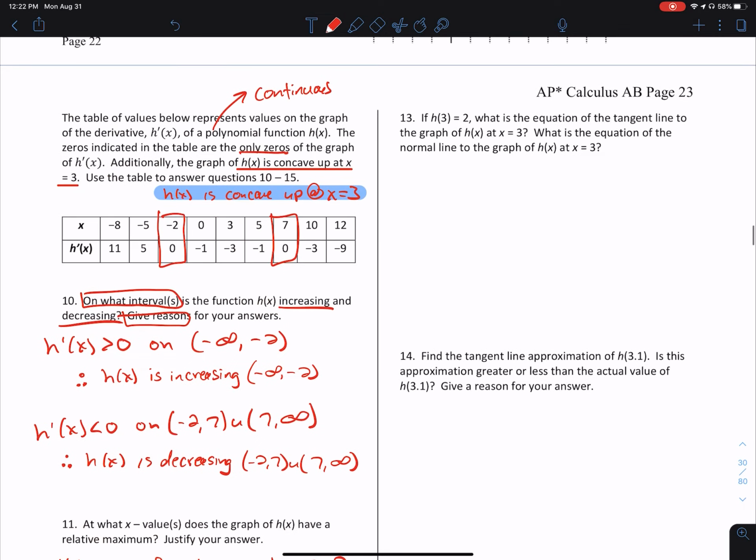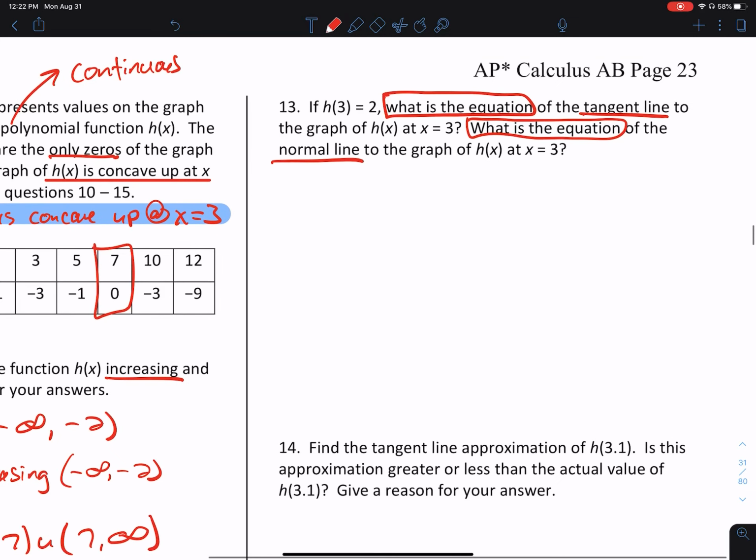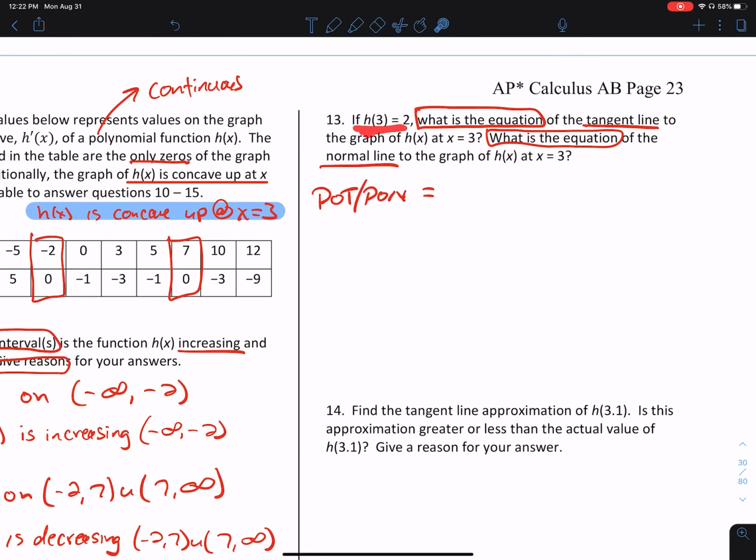All right, 13. If h of 3 is 2, let's talk about the original function. What is the equation of the tangent line of the graph at x equals 3? So we want to know what's the equation of the tangent line, and we also want to know what the equation is of the normal line. So in order to do this, we have to have a point of tangency, which is also a point of normalcy, by the way. And we're given that point right here. It's 3, 2.